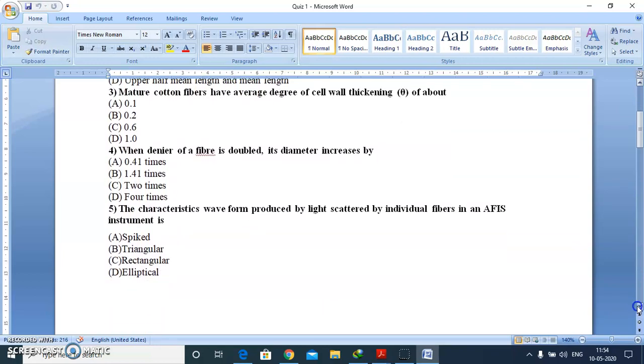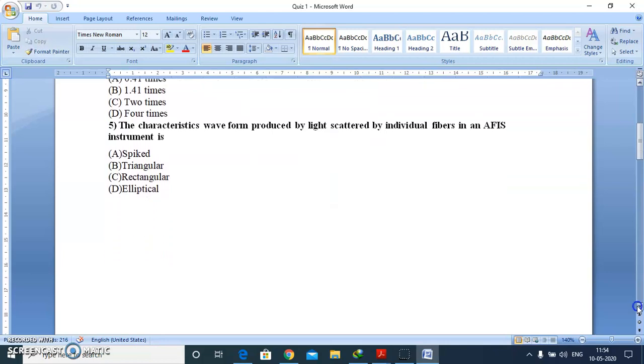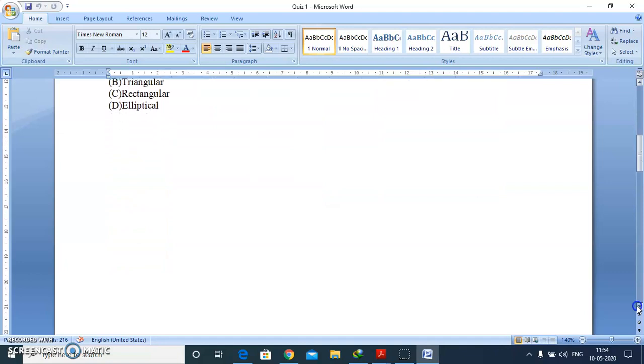Next question is related to advanced fiber information system, AFIS, an instrument used for cotton fiber characteristics measurement. The characteristic waveform produced by light scattered by individual fibers in an AFIS instrument is rectangular waveform, and light scattered by NEPs in case of AFIS instrument is spiked. So we'll go for option C here as per NPTEL site codes.